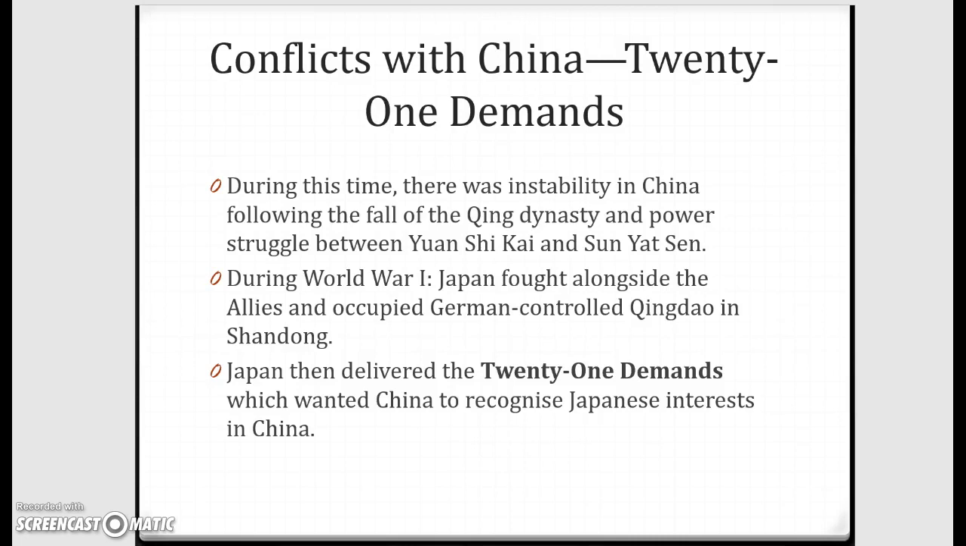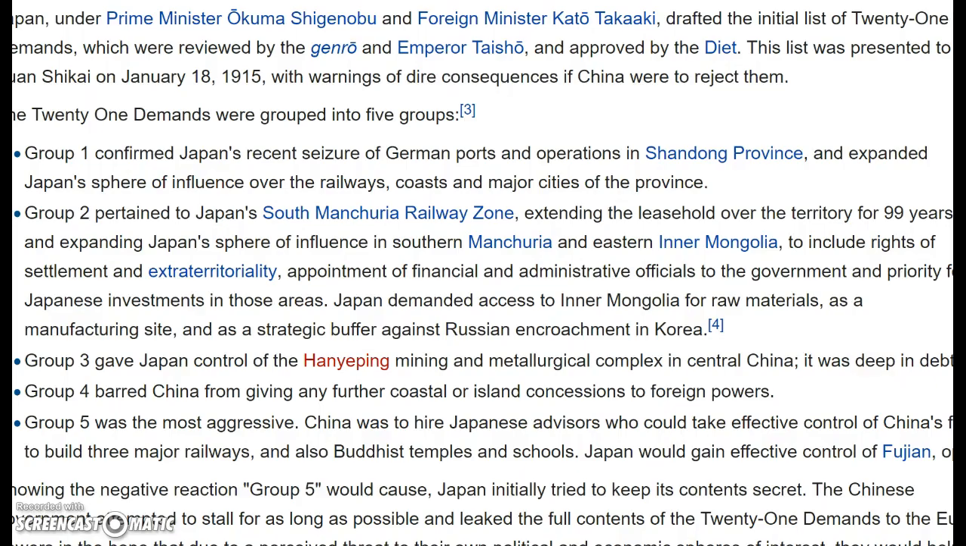But if the country is unstable, okay, they might not really have a right to say at all. If the country is weak and there isn't really an authority there like China was, that is why Japan was able to deliver the 21 Demands to China to recognize the Japanese interest in China.